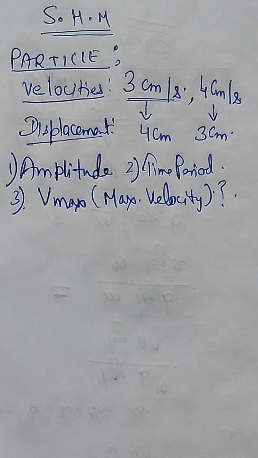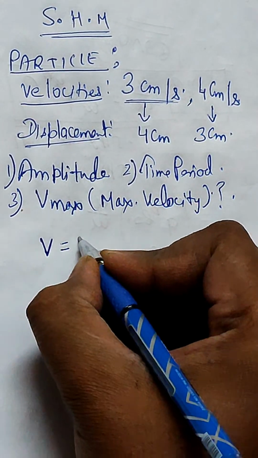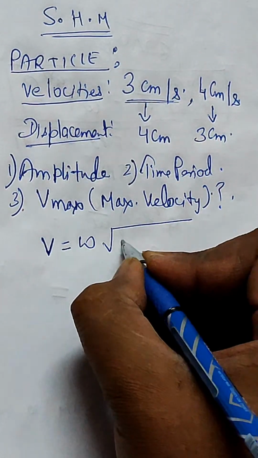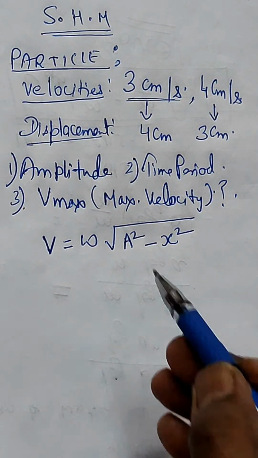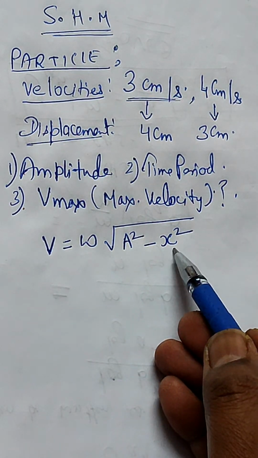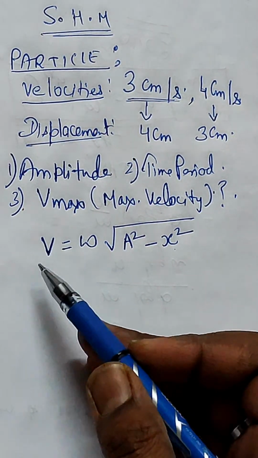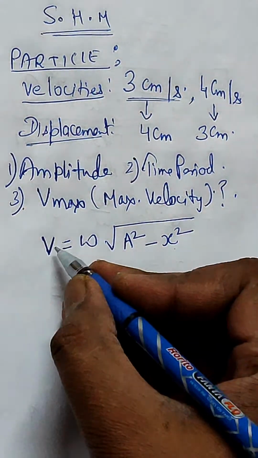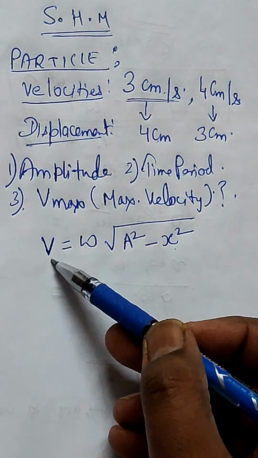Now you know that the velocity v of the particle performing SHM, when its displacement is x, is given by this formula: v equal to omega root over of a square minus x square, where a is the amplitude, x is the displacement, omega is the angular velocity, and v is the velocity. Now we have been given v as 3 centimeter per second for displacement of 4. So just put the value over here.